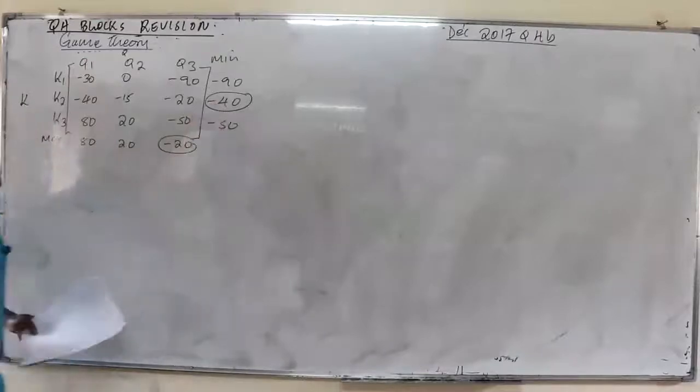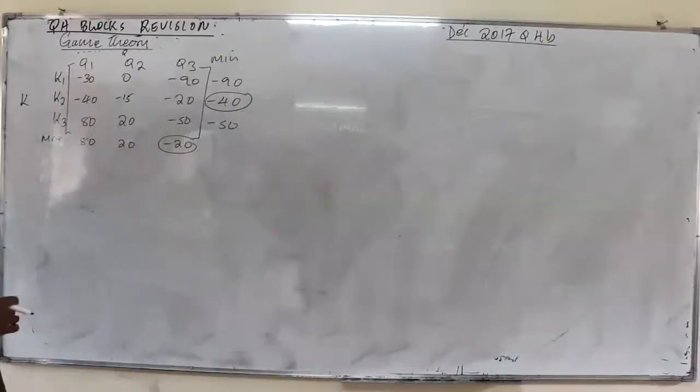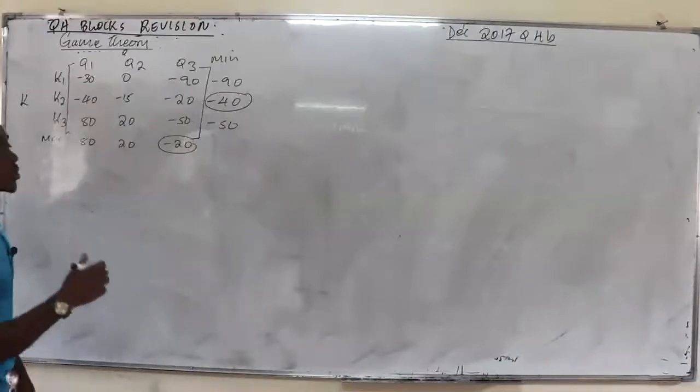Is there a saddle point? No, there is no saddle point. So if there is no saddle point, you ask yourself a question: is it a 2x2 matrix? It's not a 2x2 matrix. If it's not a 2x2 matrix, that's when you apply the dominance rule.